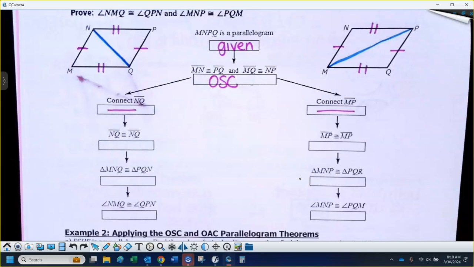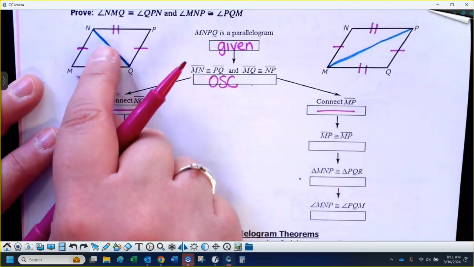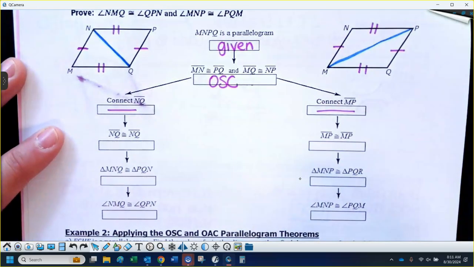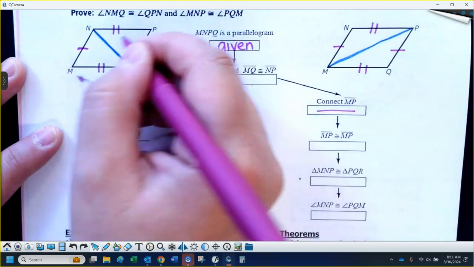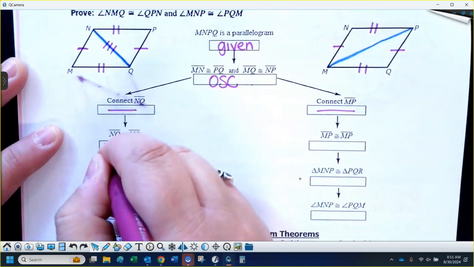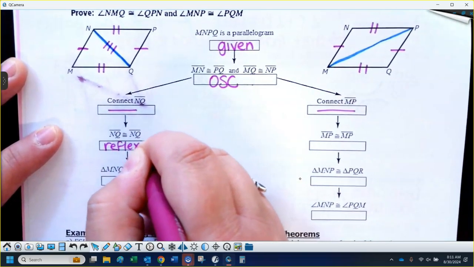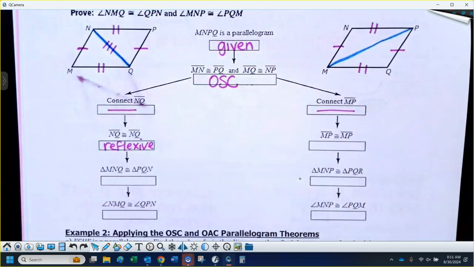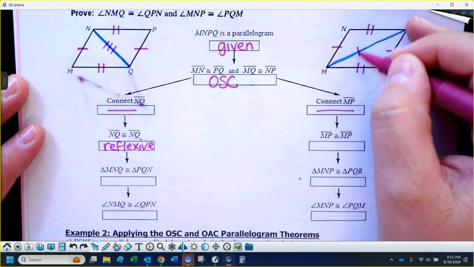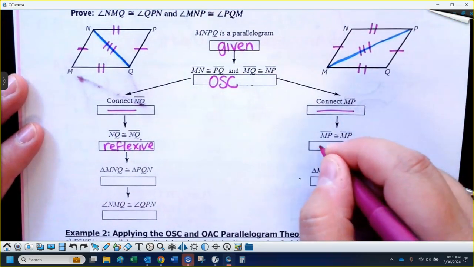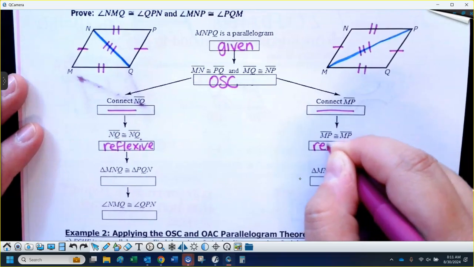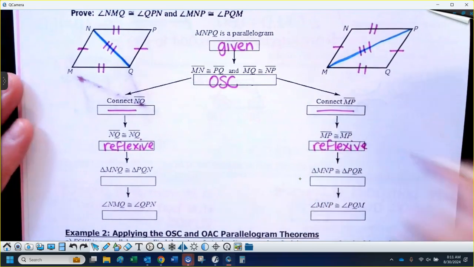All right, let's see if I can get this all on the screen at once. All right, now, in this diagram, they're going to say NQ is congruent to itself, so reflexive. And same argument, but other diagonal on this side. The MP is congruent to itself, so that would also be your reflexive property.